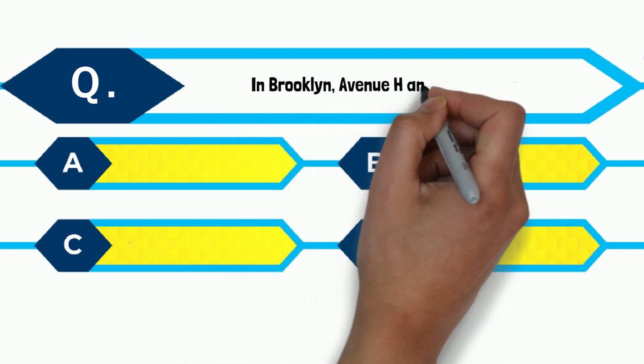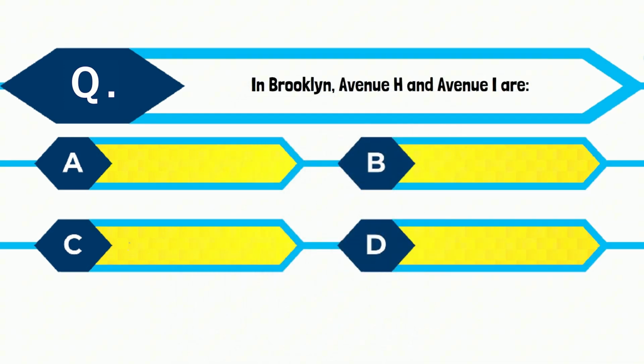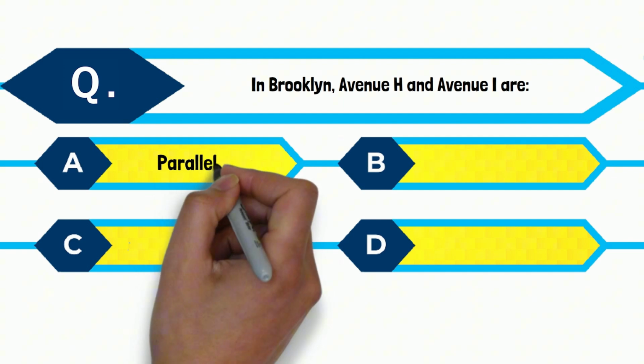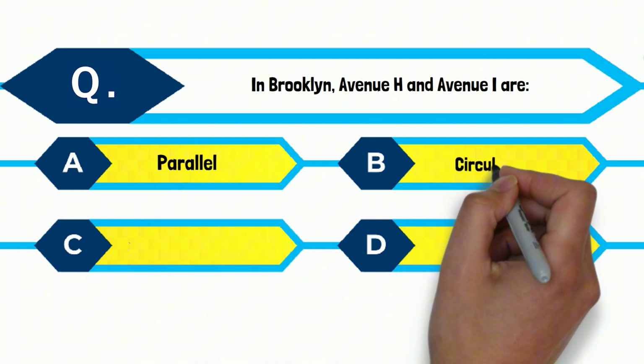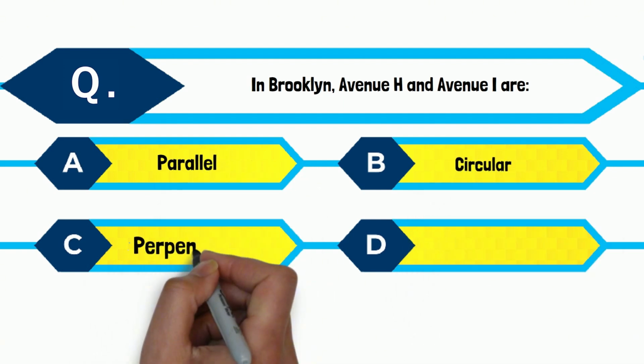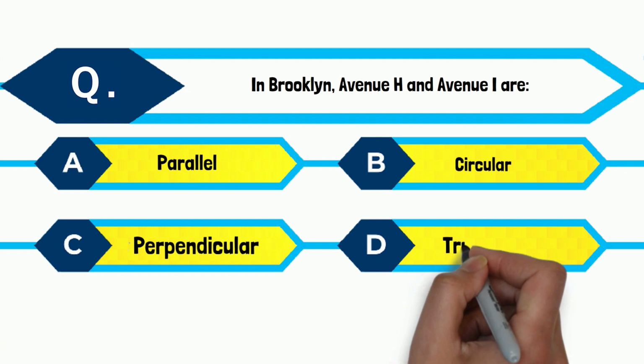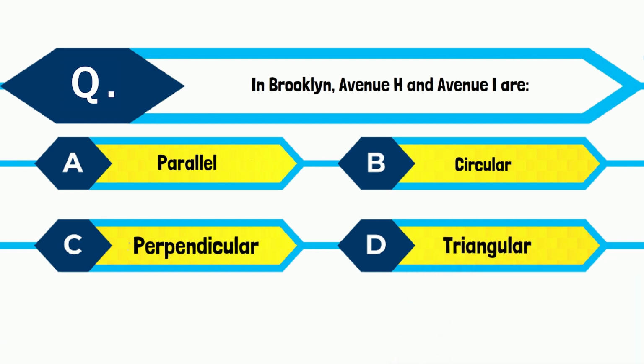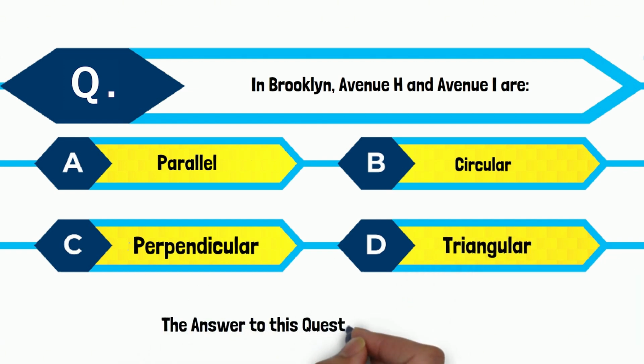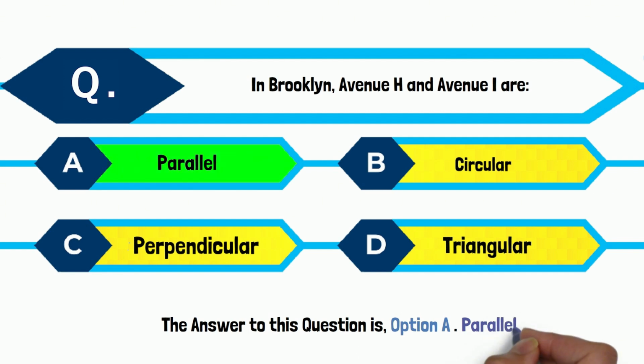In Brooklyn, Avenue H and Avenue I are. Option A, parallel. Option B, circular. Option C, perpendicular. Option D, triangular. The answer to this question is option A, parallel.